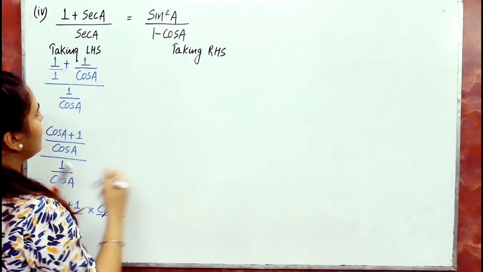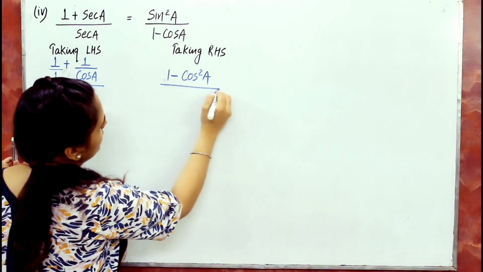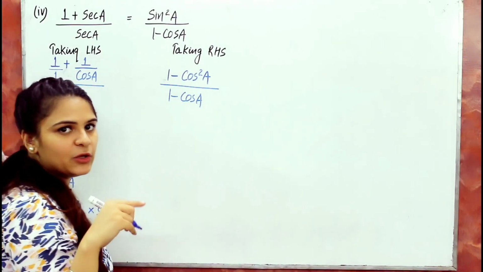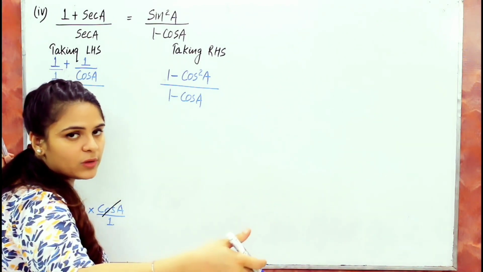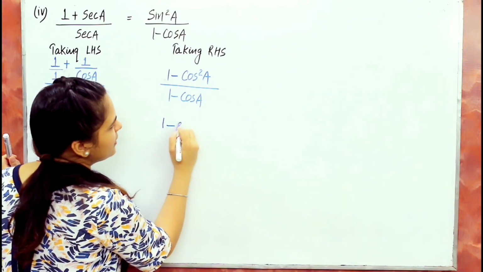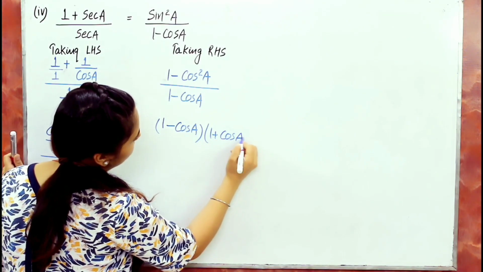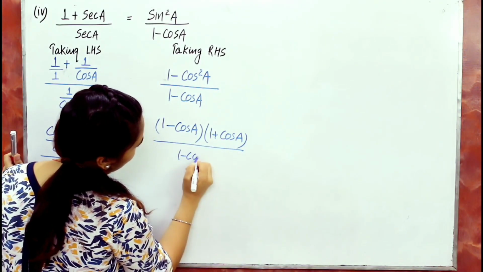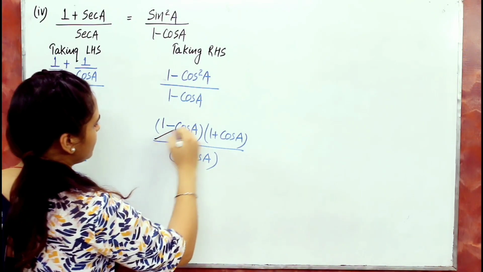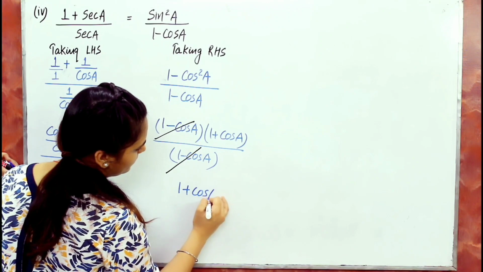So sin square A is equal to 1 minus cos square A, and the denominator is 1 minus cos A. In the numerator we will use the algebraic identity a square minus b square, which is equal to (a minus b)(a plus b). So 1 minus cos square A can be written as (1 minus cos A) multiplied by (1 plus cos A) upon 1 minus cos A. From there you can cancel this out, and finally in RHS you will get 1 plus cos A.